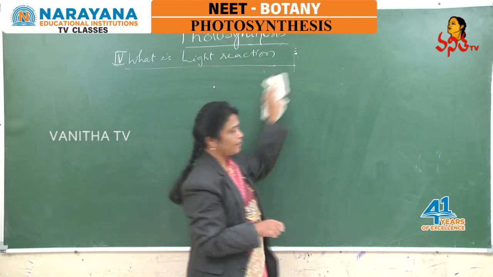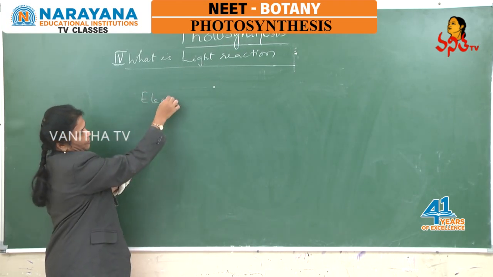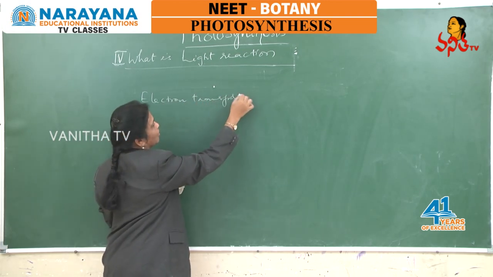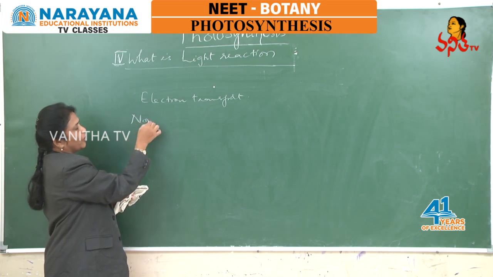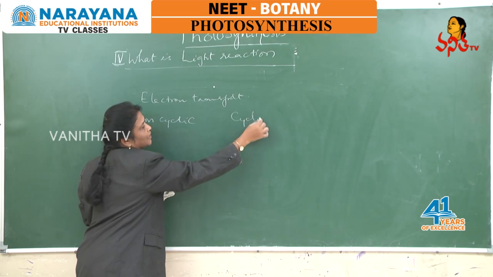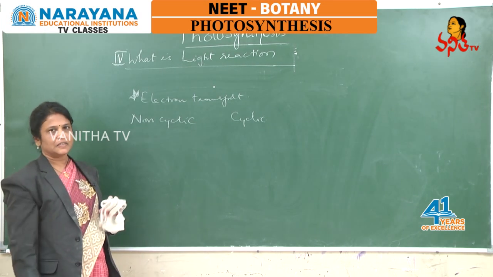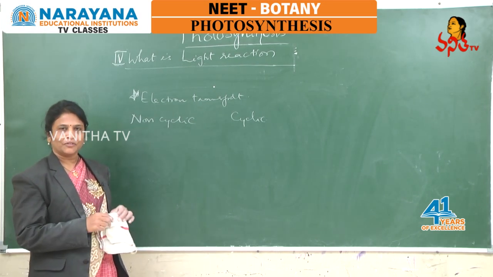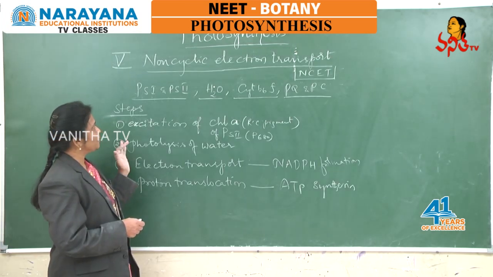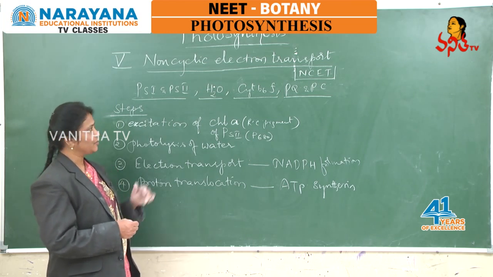And the main important event of light reaction is electron transport. And there are two types of electron transport mechanisms. They are non-cyclic electron transport and cyclic electron transport. Non-cyclic as well as cyclic electron transport is the main event of light phase reactions in association with photolysis of water as well as phosphorylation. Students, let us see the non-cyclic electron transport that occurs during light phase reactions.